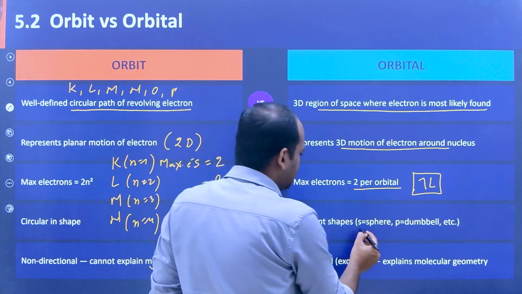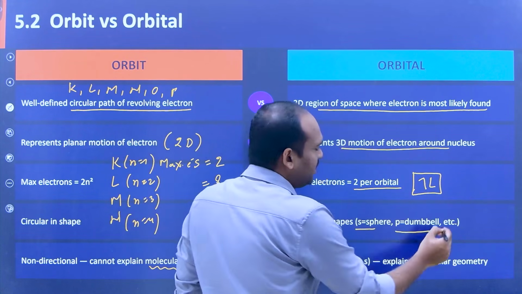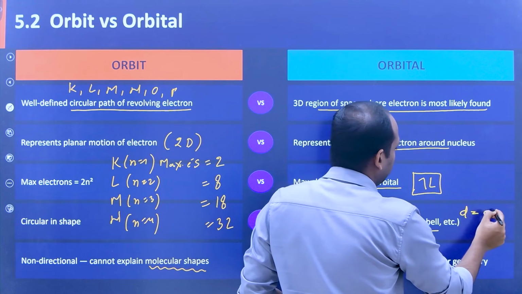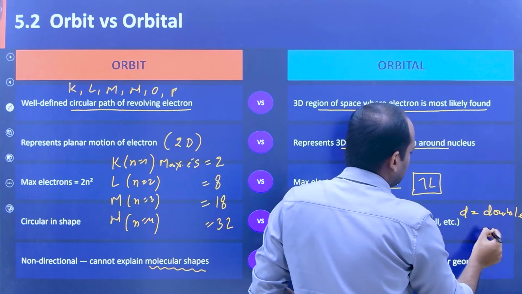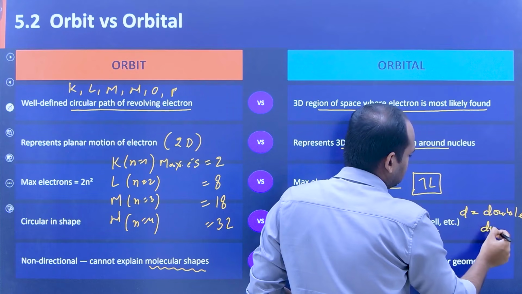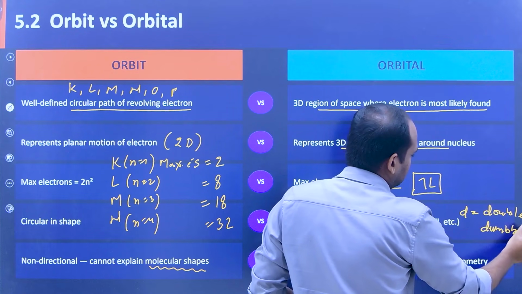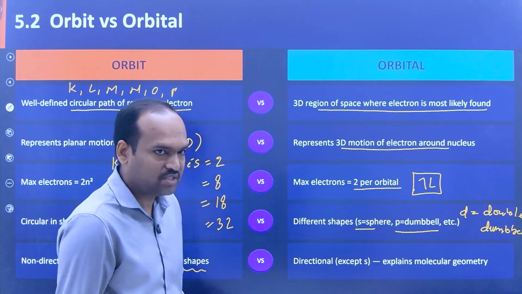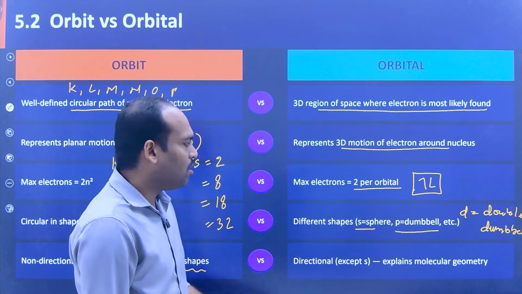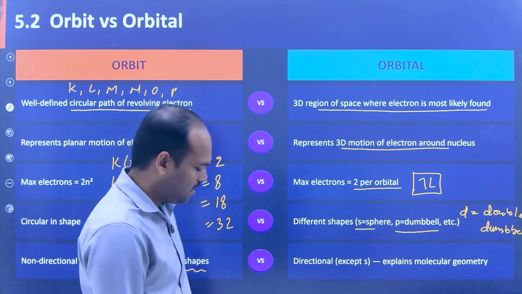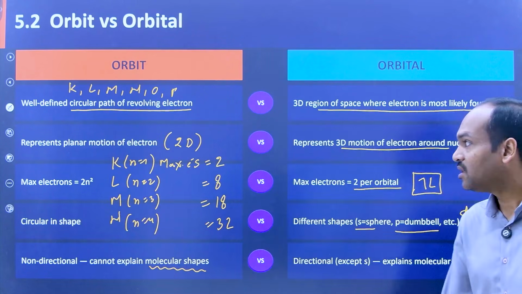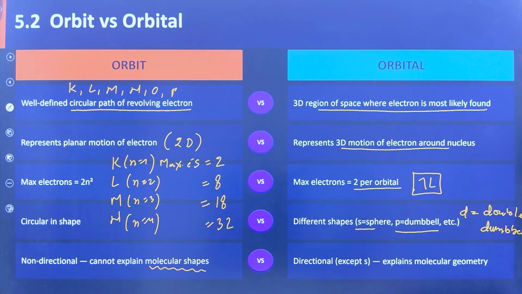Next is different shapes. S is spherical, P is dumbbell shaped, D is double dumbbell, F is complex or clover leaf structure. Directional. So all are directional except S. If you want to take the screenshot, please. And for this also you can check the animation.